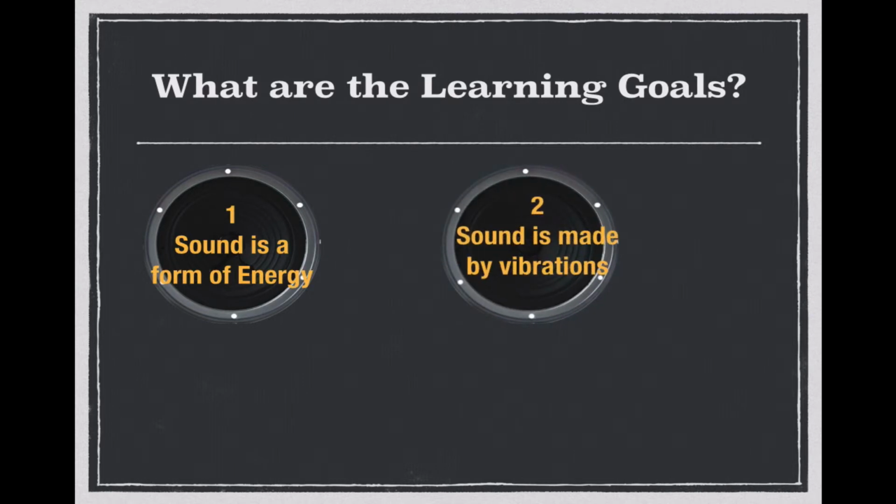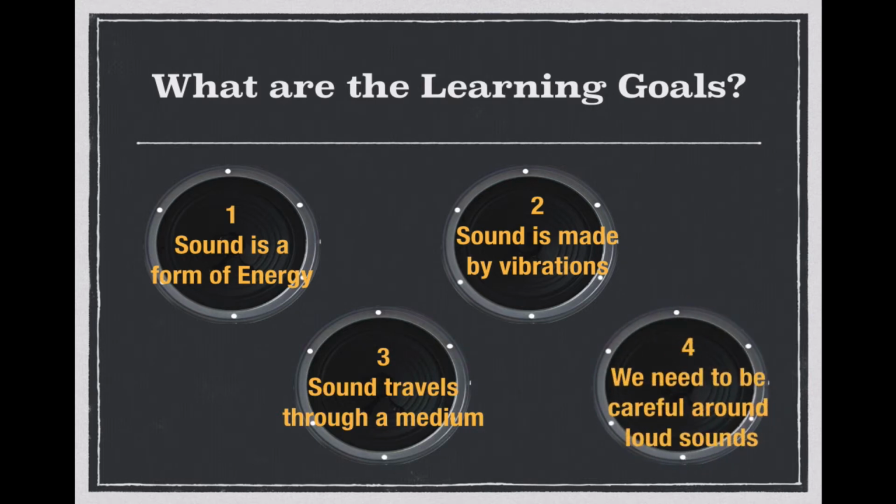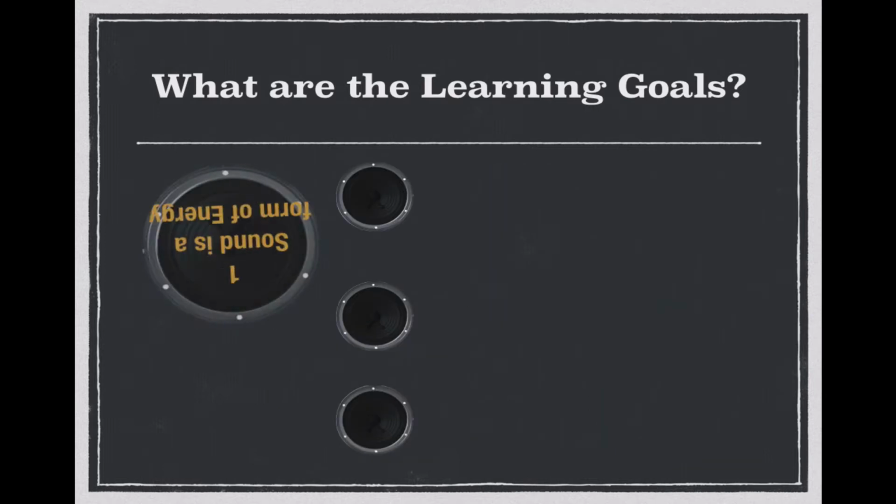Sound is made up by vibrations. Something has to vibrate for a sound to be made. Then that sound travels through a medium. You need some molecules of some sort to transfer the sound from one spot to another. And finally, sound, of course, is so important, but we do need to be careful around loud sounds. Okay, so let's start with the first one.